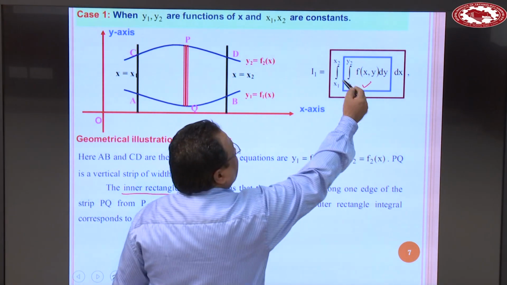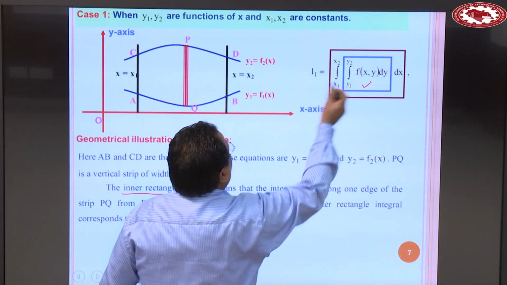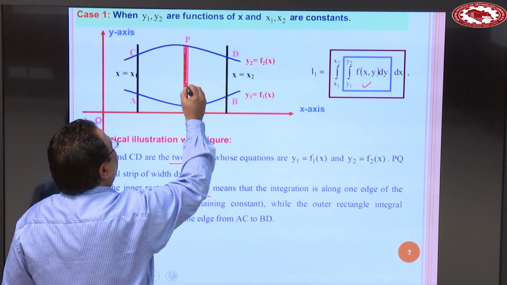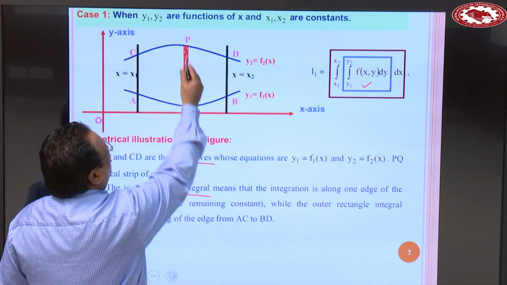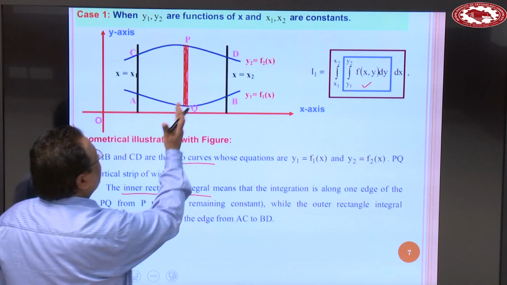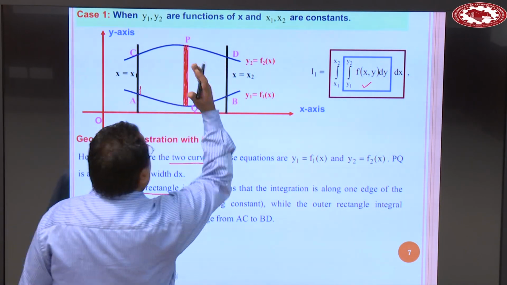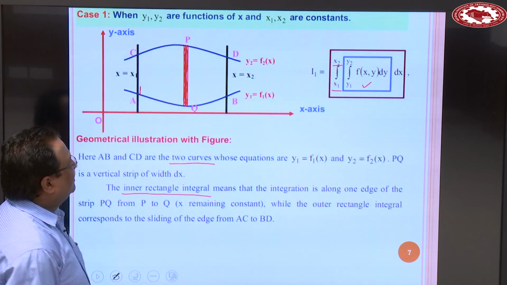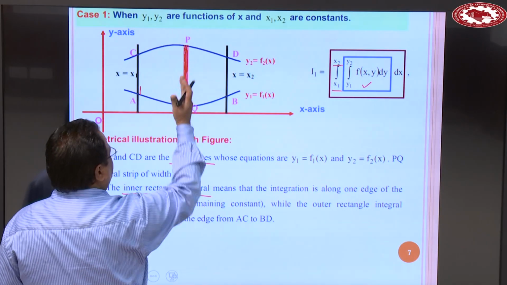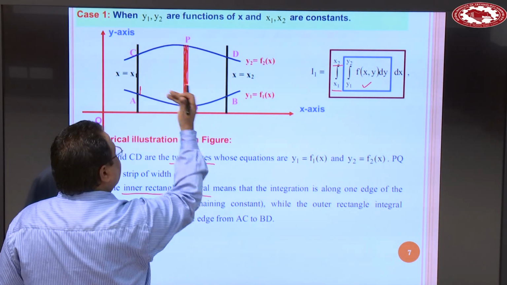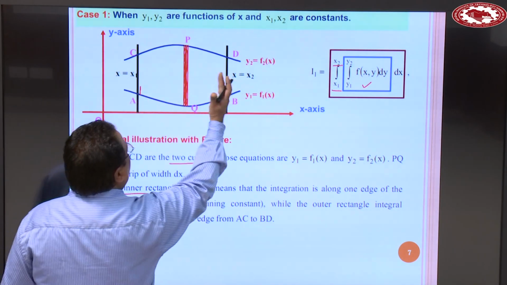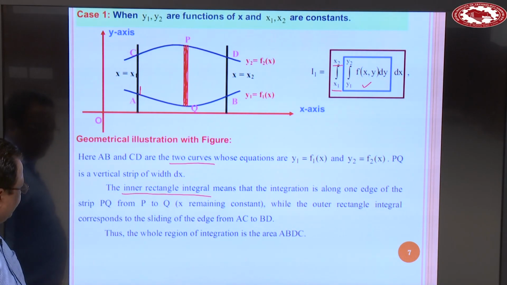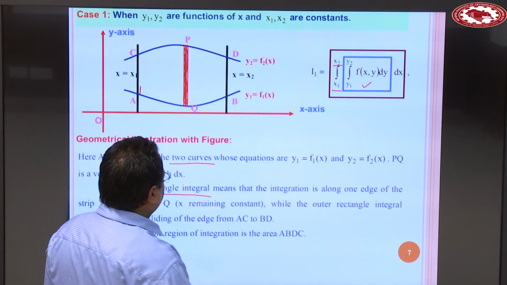So the inner integral means that when you solve it, it is solved over this strip. Okay, so inner integral means integration over this strip, right? And after that this strip slides from this line to this line, clear, means x1 to x2. So the second integral means this strip slides from this line to this line. So in this way you can evaluate this double integral problem. And the whole region of integration is area ABCD.